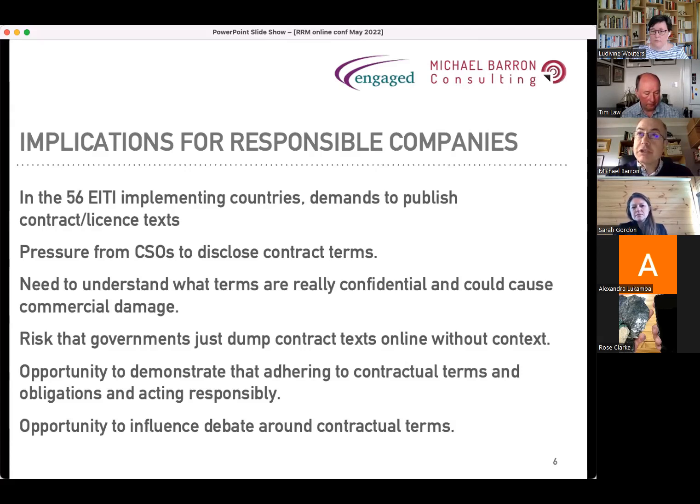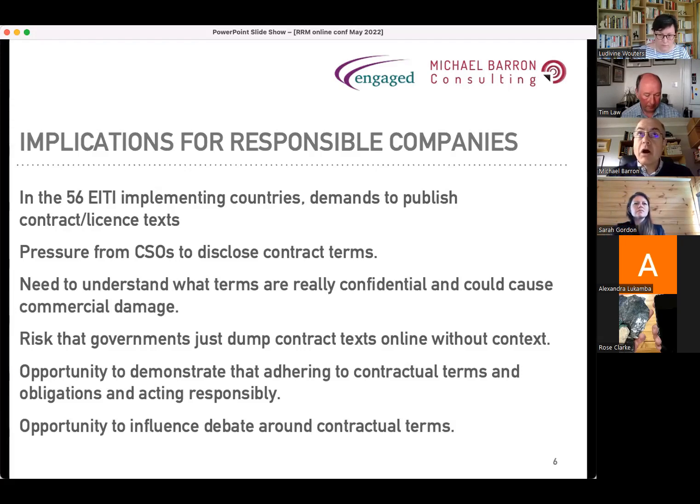And whether you're in an EITI implementing country or not, there is likely to be growing pressure from civil society organizations to disclose contract terms, to understand in more detail what commitments you as a company have made, not just commercially, but in terms of technical commitments, but also, as you already said, in terms of environmental commitments, social commitments, and so forth.